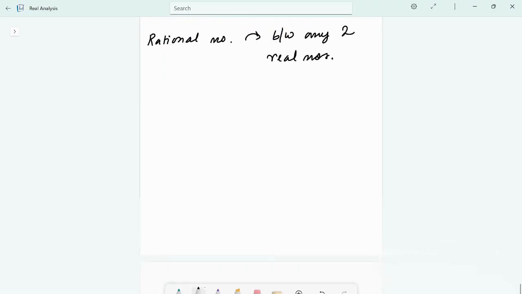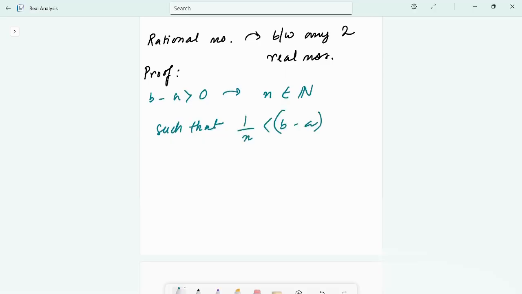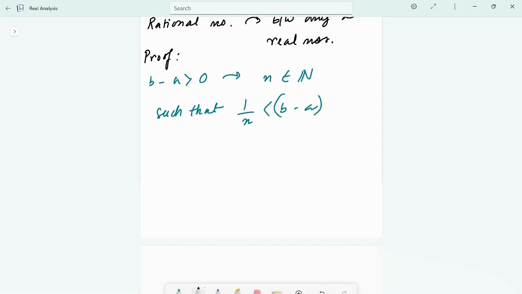So now we are coming to the proof part. Since B minus A is greater than 0, by the Archimedean property, there exists n which belongs to the natural numbers such that 1 by n is lesser than B minus A. What does this mean? Pick a large enough n so that 1 by n is very small, so that this whole thing becomes very small.